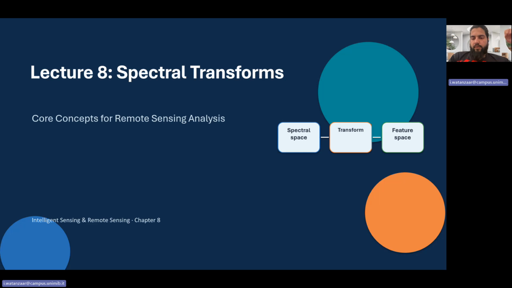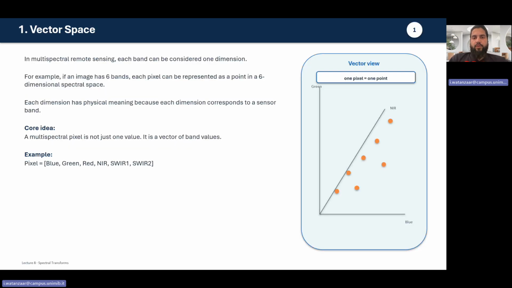In the last lecture, we already discussed the principal component, but here we'll be transforming them more in depth. We will also discuss a couple of analysis methods of the non-linear and linear transforms. So this is the second last lecture. Let's jump to start, starting with the vector space.